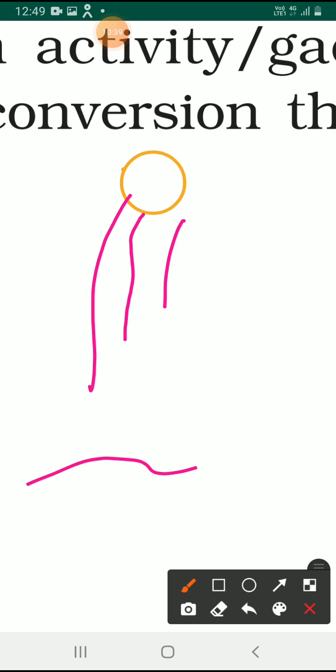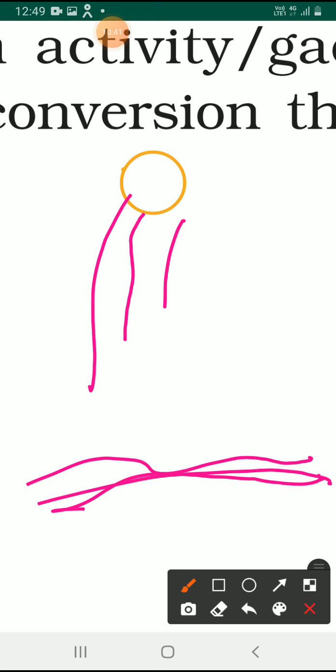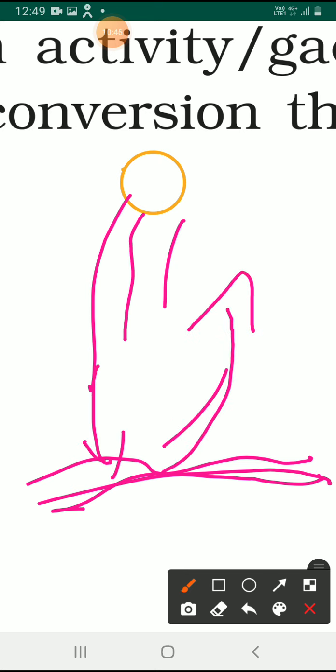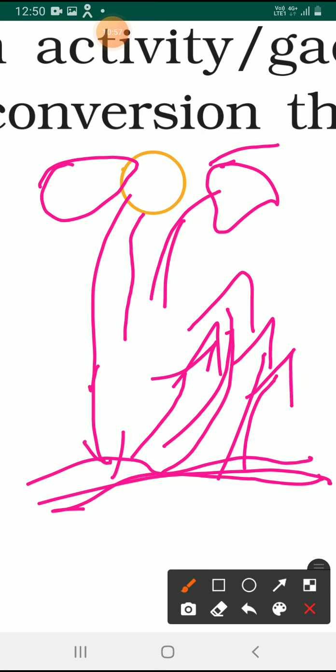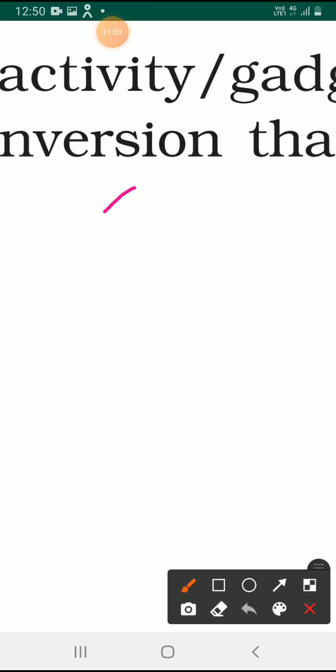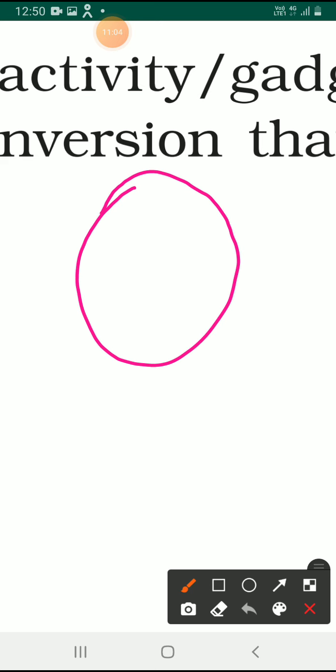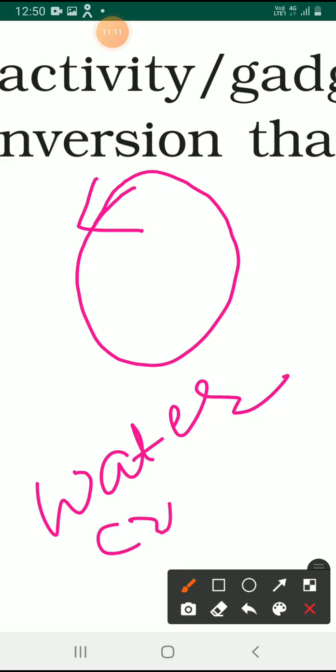For example, there's water, and that water gets heated by the sun, which slowly rises up through the water vapors and becomes clouds. And those clouds bring the rain, and it forms a cycle. It forms a kind of round cycle, so we call it the water cycle.